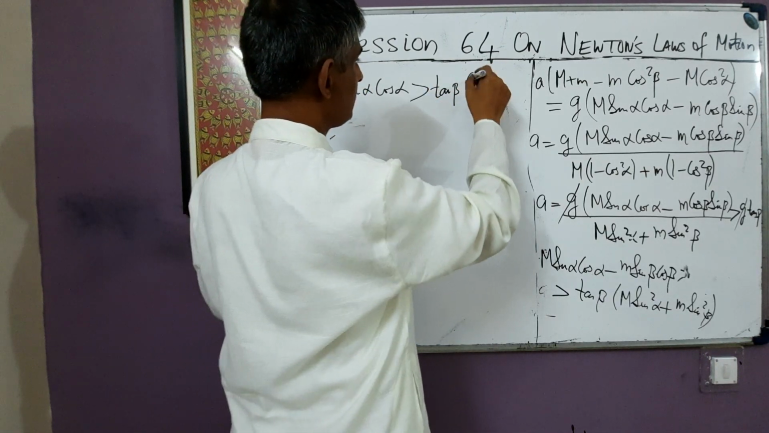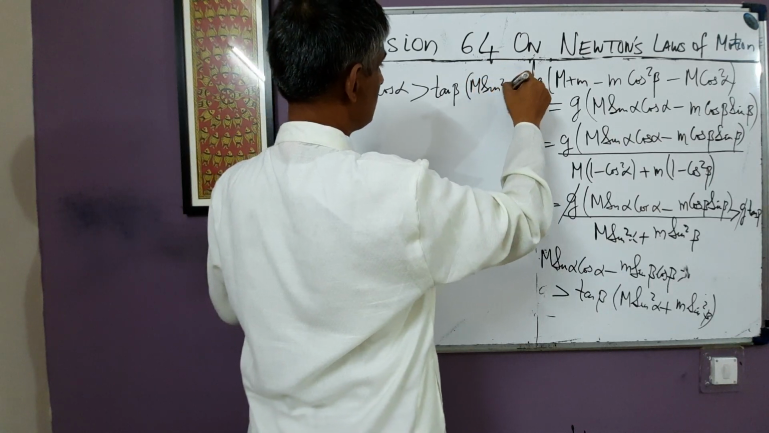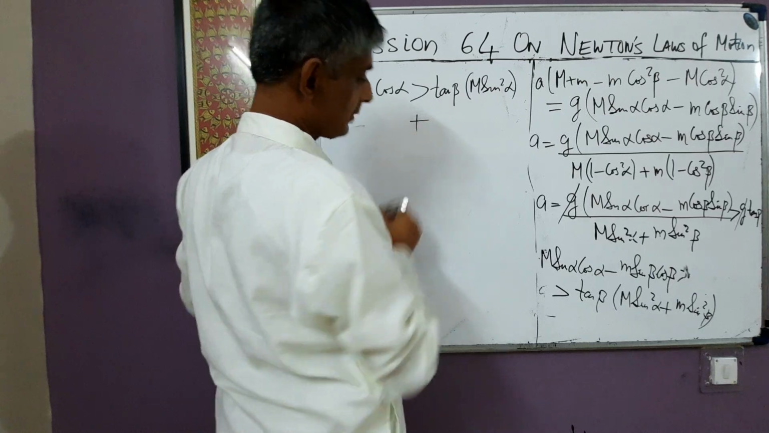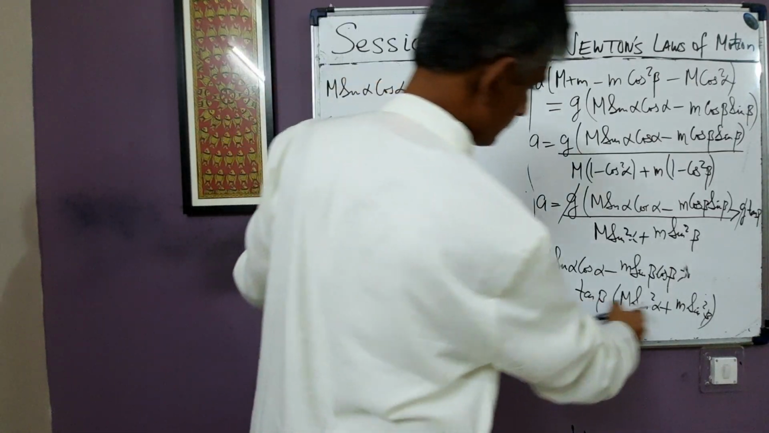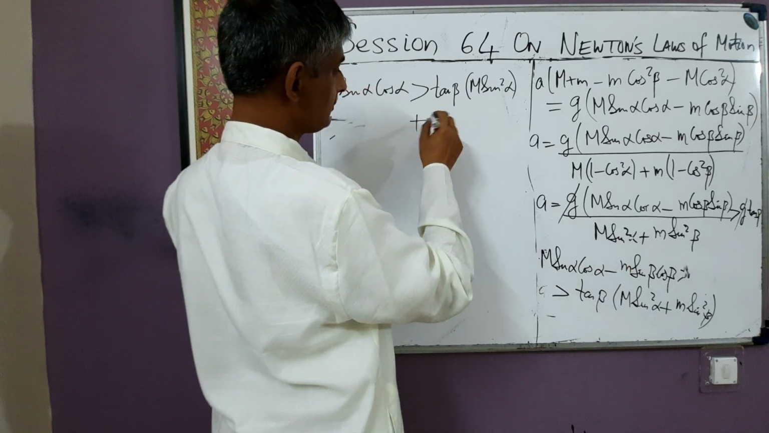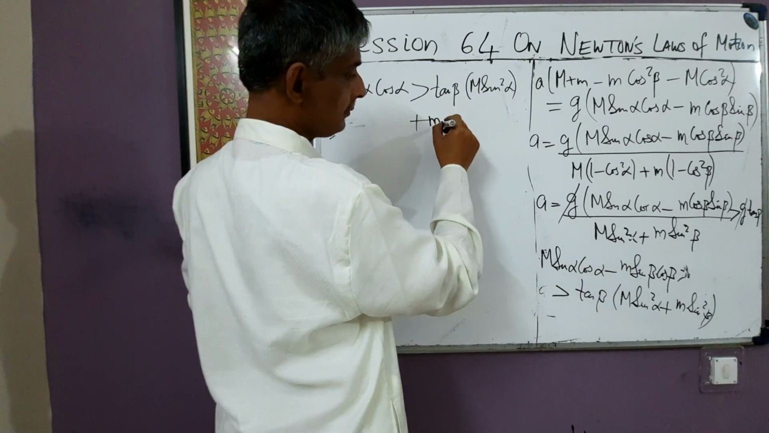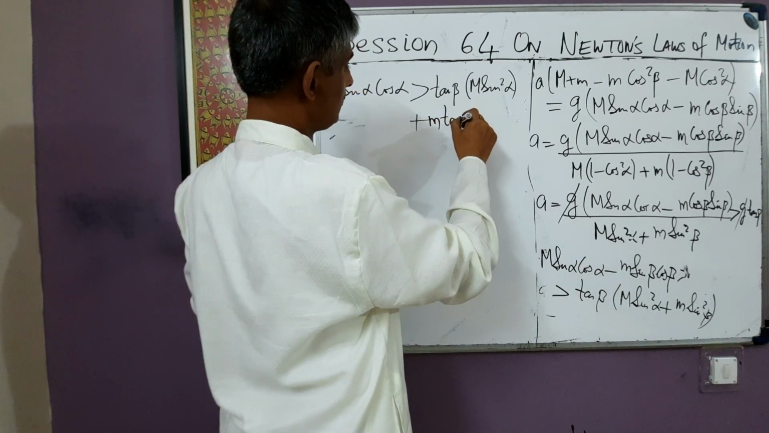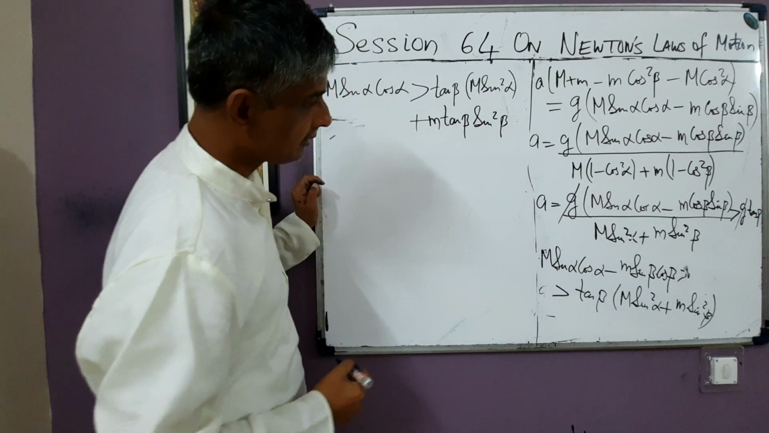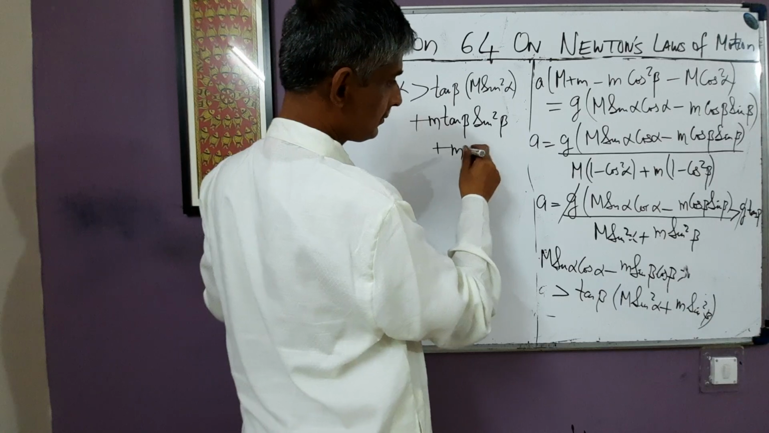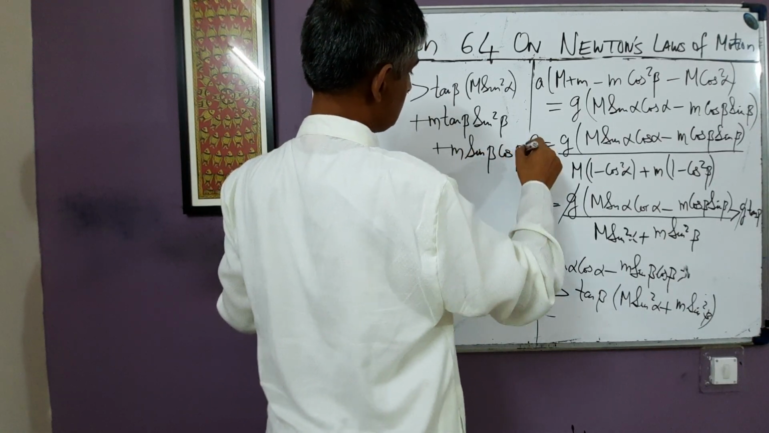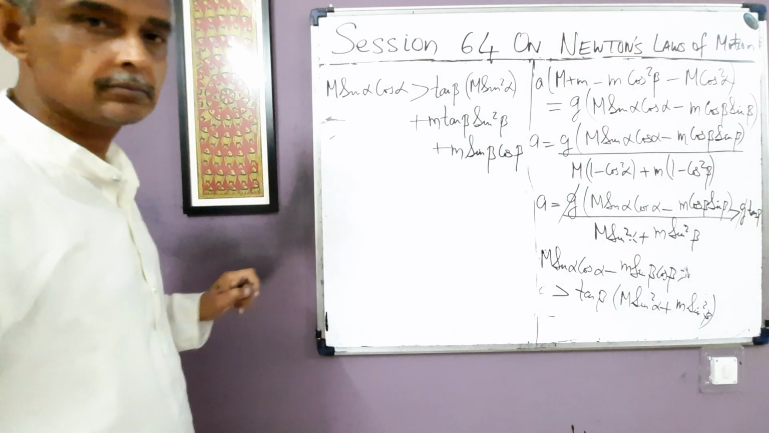into M sin square alpha, and plus this term, tan beta m sin square beta plus m sin beta cos beta. All right, fine.